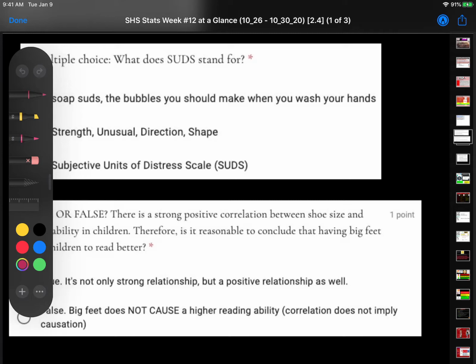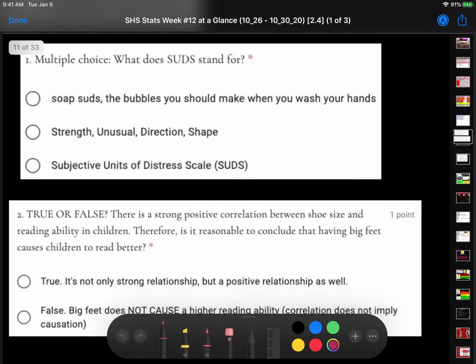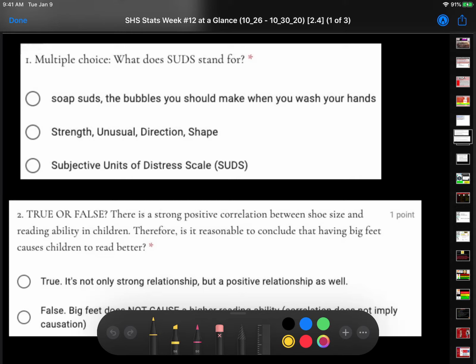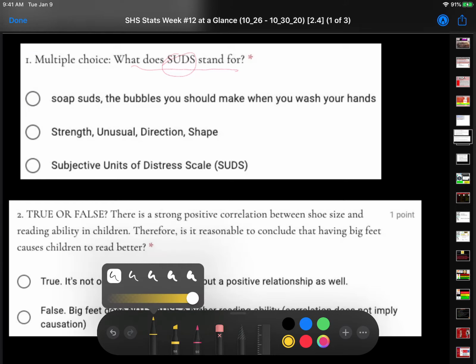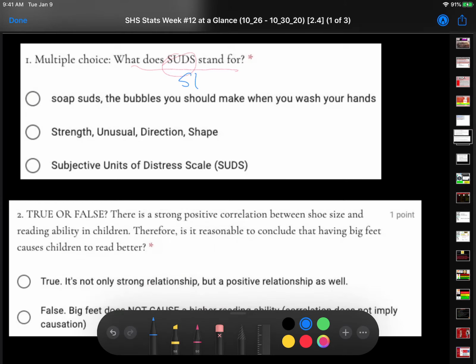Alright guys, let's go over this warm-up question over here. Question number 1. What does SUD stand for? Well, this is a stats class, so we're looking for something that refers to stats.